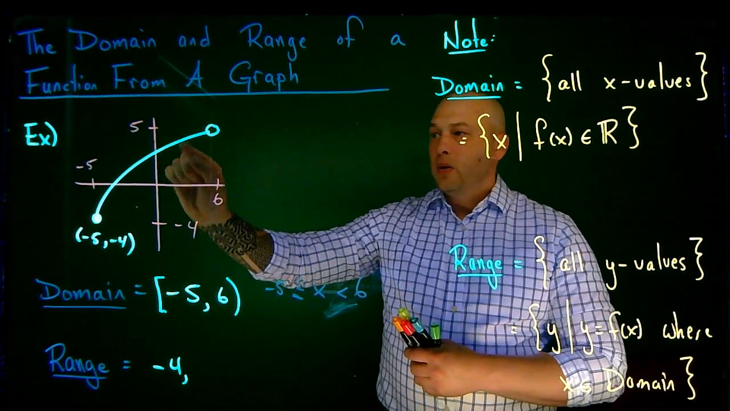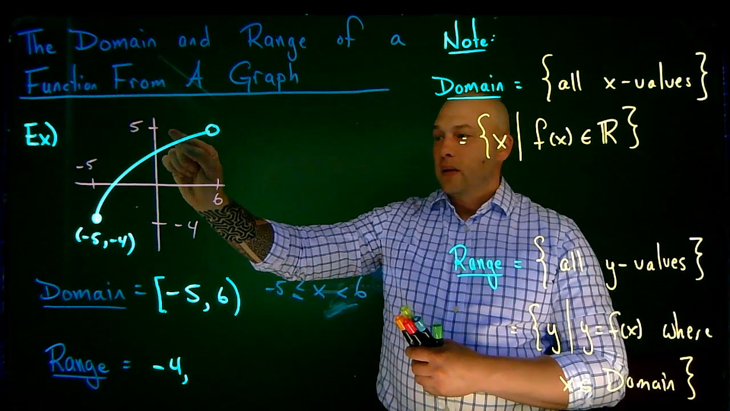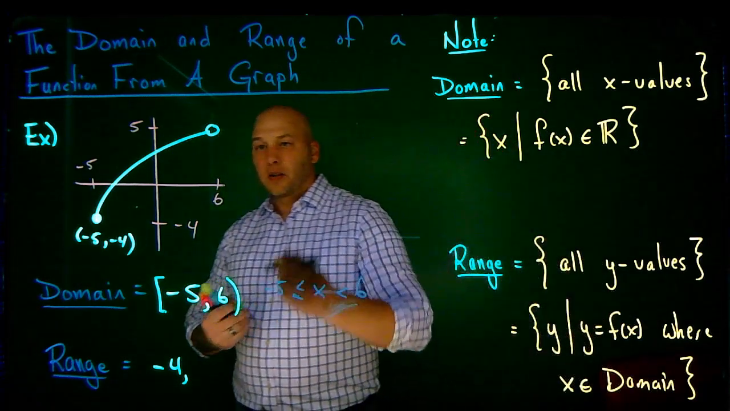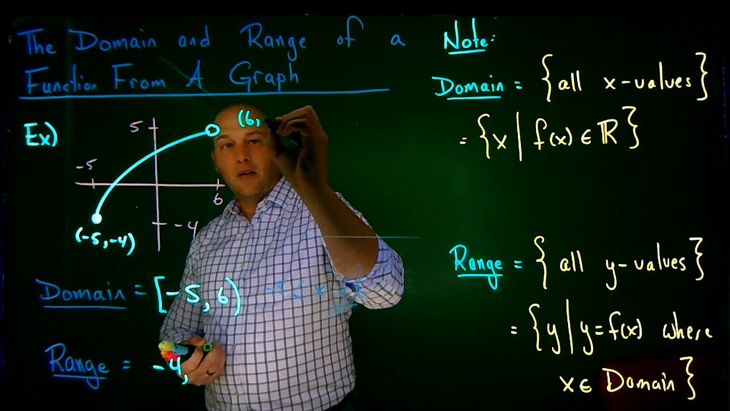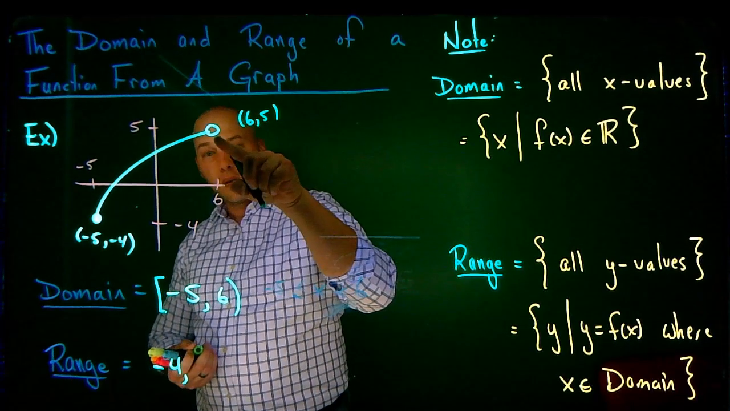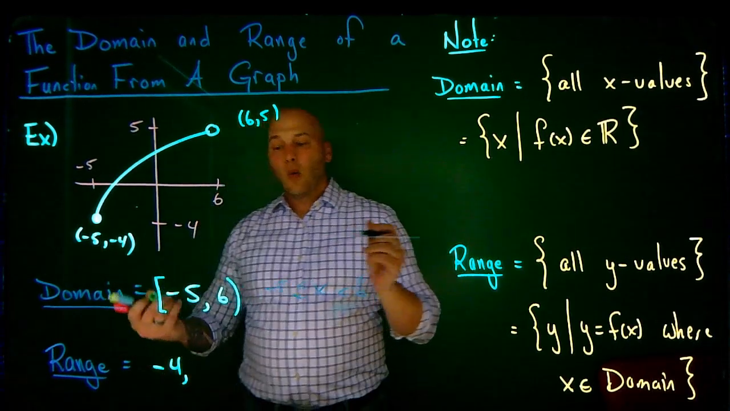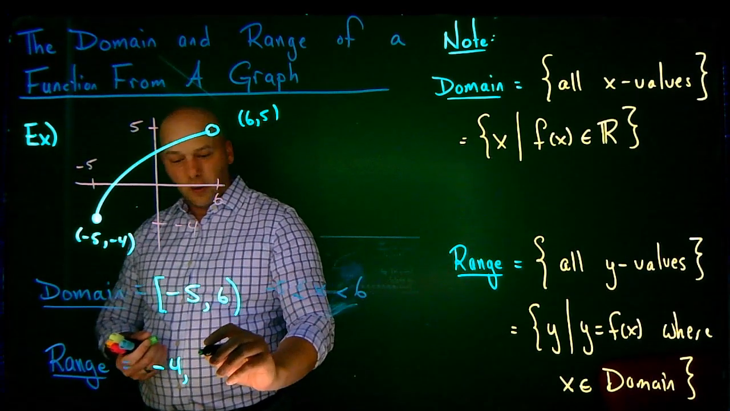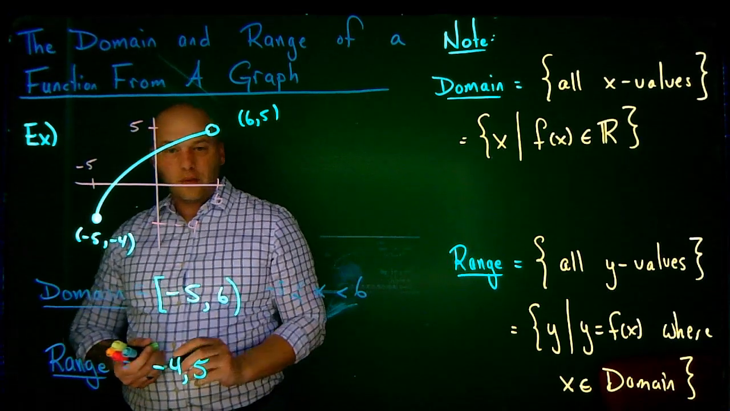All the way up to, well, the very top of this would be at the ordered pair, over 6 up 5. Okay, so 6, 5 would be this point right here, and the y value is 5. Therefore, I will list the y value of 5.